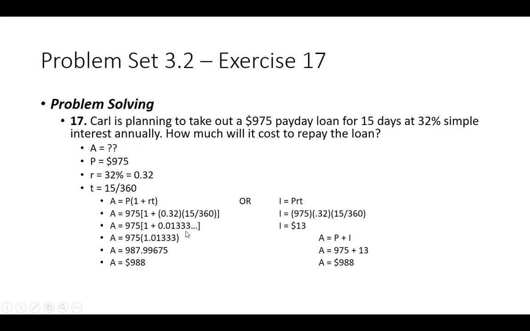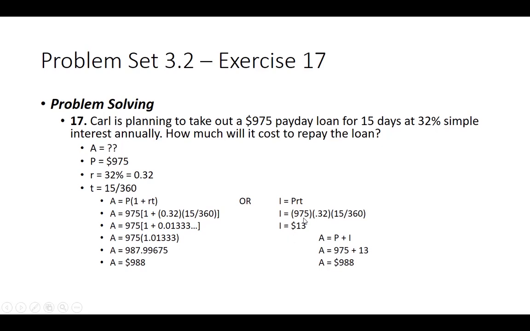1 plus 0.01333 is 1.01333. Times that by 975, and we get 987.99675, which rounds to $988.